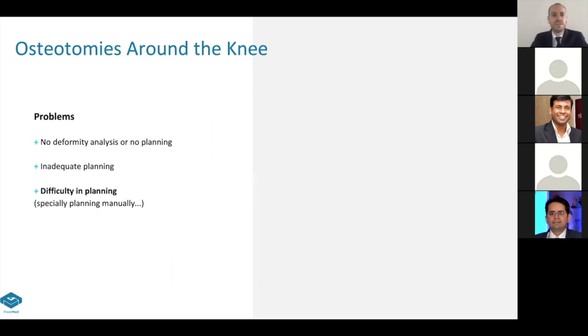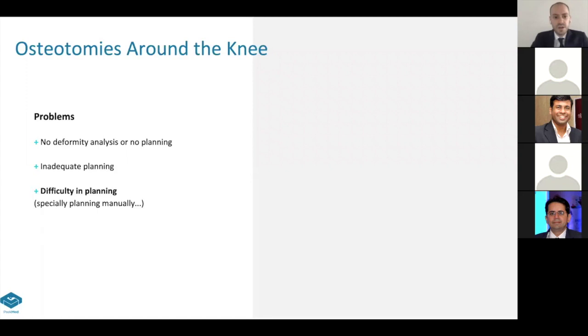So what are the problems with planning? Sometimes there's no deformity analysis or no planning. Sometimes you do plan, but you just don't do it right. But most of the time, what I think most people experience is just difficulty in planning, especially if you are planning manually, especially if you are facing double level osteotomies or joint line congruency angles way out of the normal.